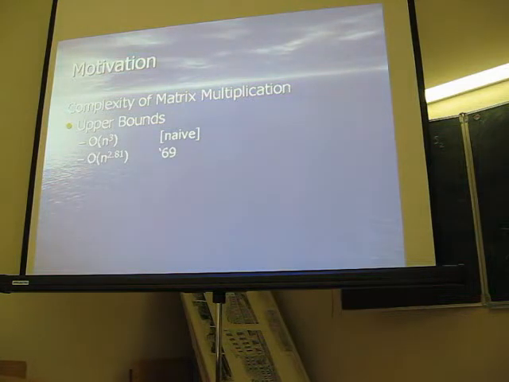Okay, so there are less naive methods. For example, it took some years to come up with a method that is faster than n to the 3, and Strassen was the first to give such a method. There was a line of improvements, and finally we have an algorithm that runs in time n to the 2.38. Well, it's what we have.